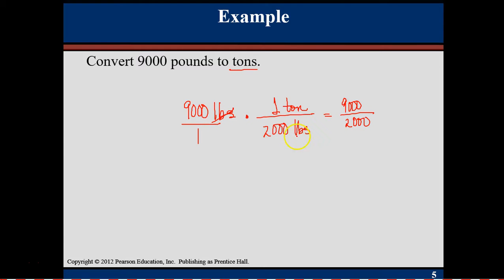And pounds will divide out. And now I have tons. 9,000 divided by 2,000, well, I can simplify the zeros, will give you 4.5 tons. Decimals are fine. You can also write this as 4 and 1,000 over 2,000, which of course reduces to 4 and 1/2.